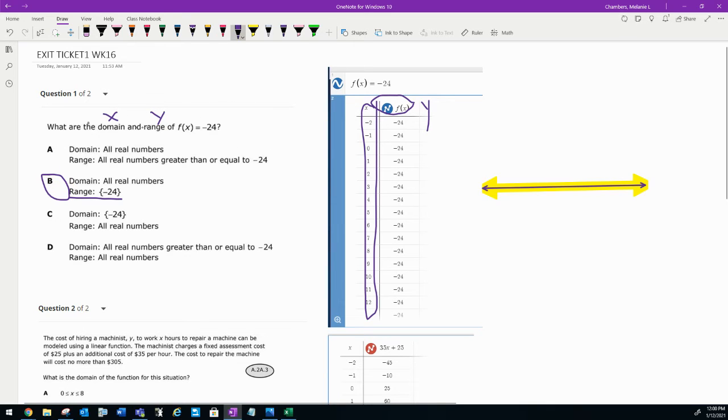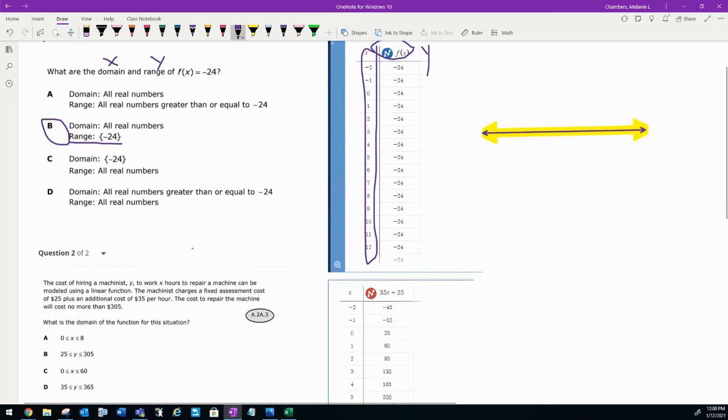So the best method, if they give you an equation, is to put it in Desmos and then go to the gear button and change it to a table. And you can see a table of values.